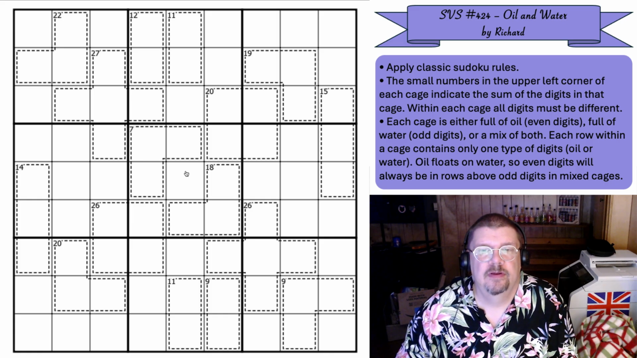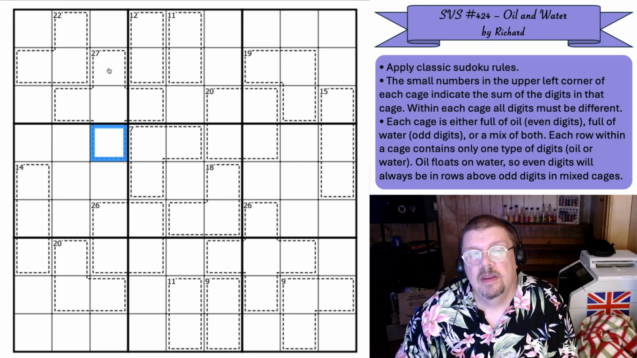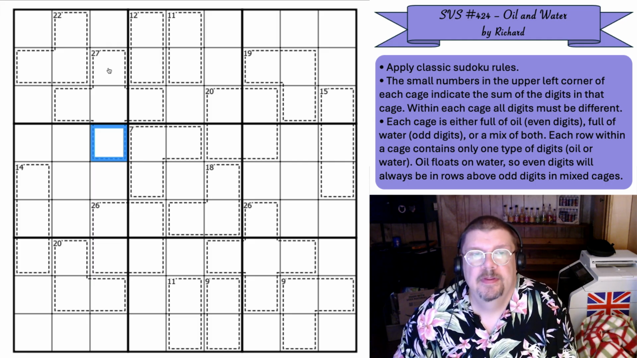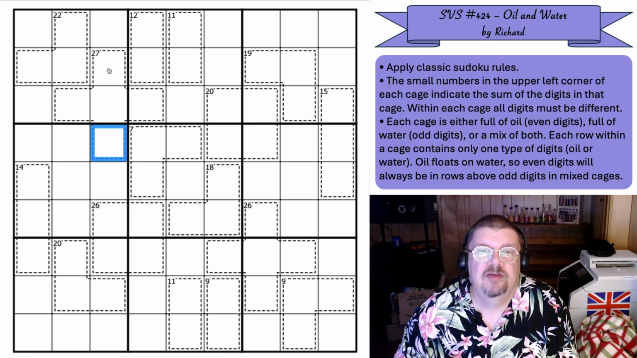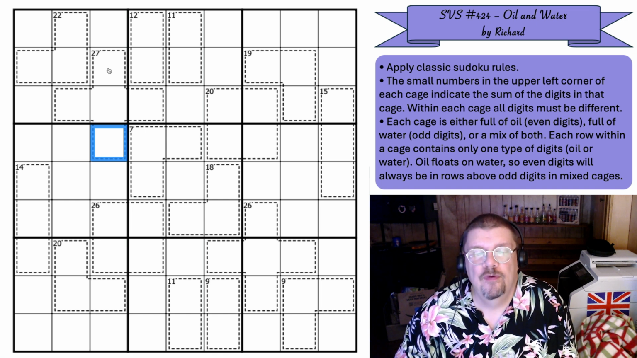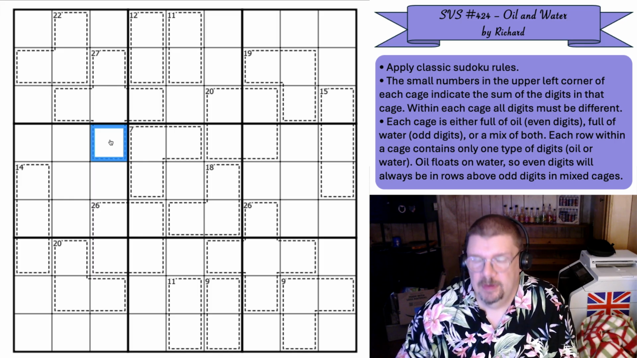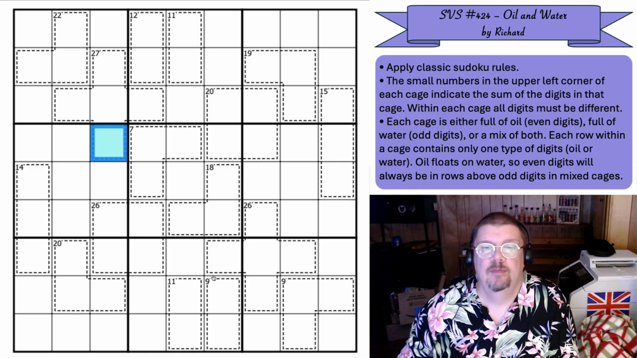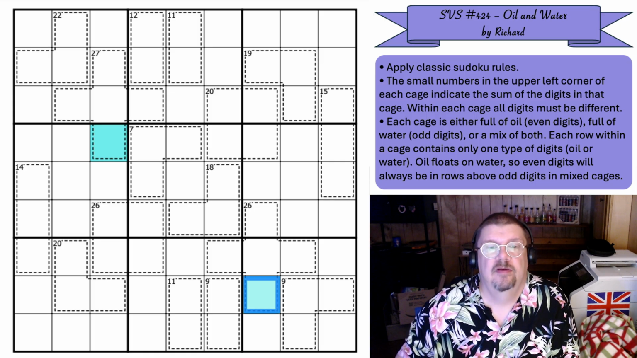Okay, first things first. 5-digit cages. Given that all the digits have to be different, the maximum number of even digits in a cage is 4. Therefore, the bottom row of any cage that's 5 digits or more must be odd, at least the bottom row. So that's going to be water. That's going to be water.